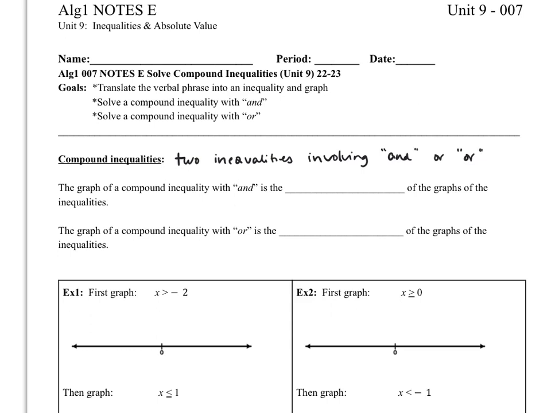So if it's a compound inequality with and, it's going to be the intersection of the two graphs. So it's what they have in common. And if it's an or, it's going to be the union of the two graphs, which is the two graphs all together. So it's either going to be an overlap or it's going to be both. So let's see an example of what this looks like.